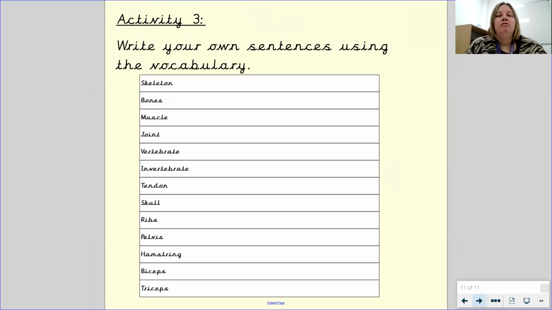Activity 3, write your own sentences using the vocabulary. So for each of these words, you have to write a sentence explaining what it means. Remember to take a picture of your work and put it on to Tapestry.